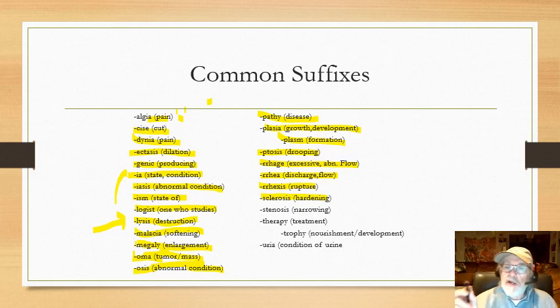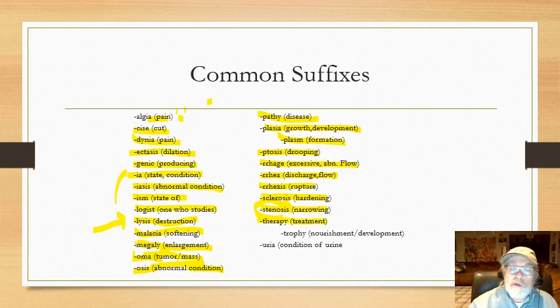Arteriosclerosis means the hardening of the arteries, because arterio is a word root that means artery. So arteriosclerosis would be hardening of an artery. Stenosis means narrowing of something. Sometimes stenosis can be used as a word very commonly by itself. Like in valvular disease, they have what's called aortic stenosis, where one of the valves leaving the heart is narrowed, which causes some problems. So stenosis means narrowing.